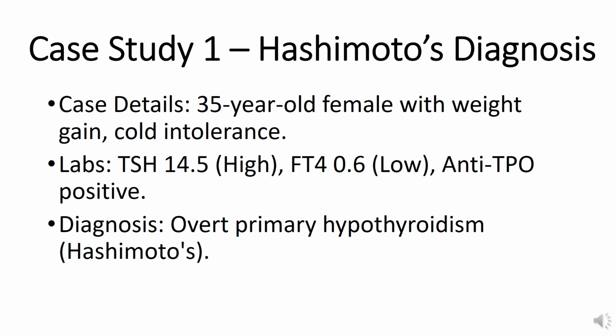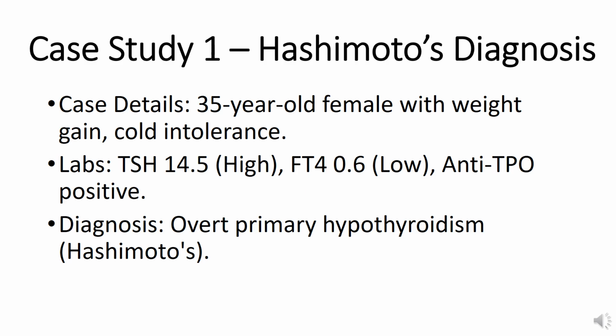Next, the free thyroxine level is reviewed. The patient's free thyroxine is 0.6, which is below the normal range. This finding confirms that the thyroid gland is not producing enough thyroid hormone to meet the body's needs. At this point, the combination of a high thyroid-stimulating hormone and a low free thyroxine strongly indicates overt primary hypothyroidism.